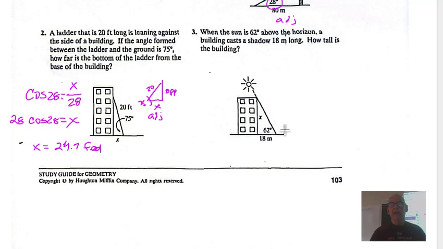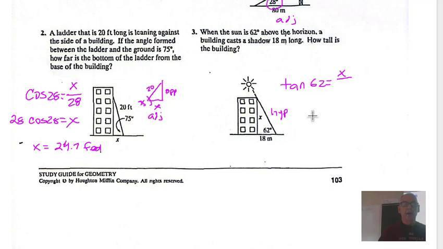So this one would actually be tangent of 62 is equal to the opposite, which is x, over the adjacent, which is 18. And our answer is going to be in meters. So you multiply by 18. 18 tan 62 is going to be the answer in meters. But you're going to need to complete that if you want the credit for it.